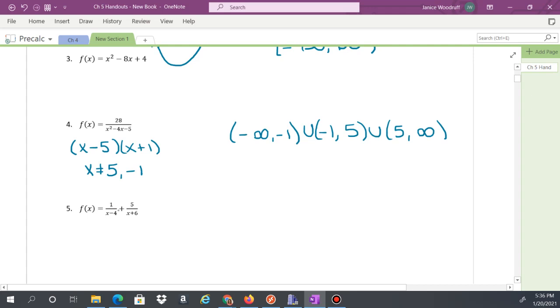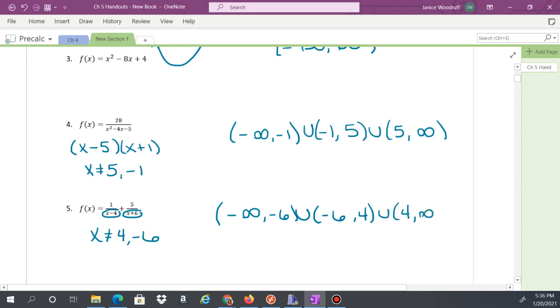Same thing for number 5, so we just cannot include here, that would be a +4, and here that would be a -6, because that would make the denominator 0. So if we go left to right, we're going -infinity to -6, then -6 to +4, and then +4 to +infinity.